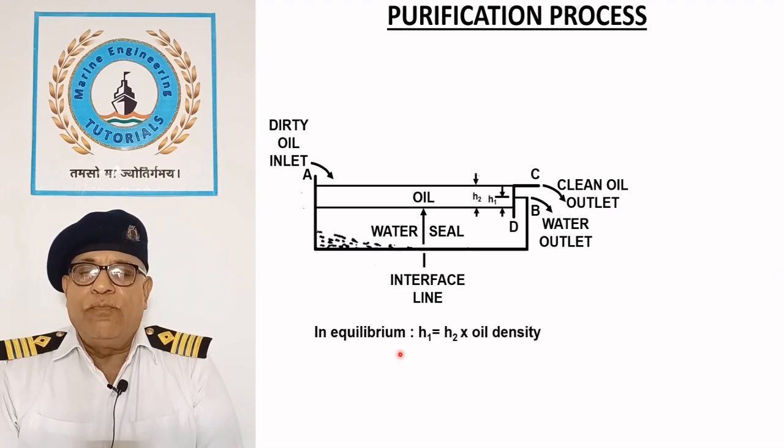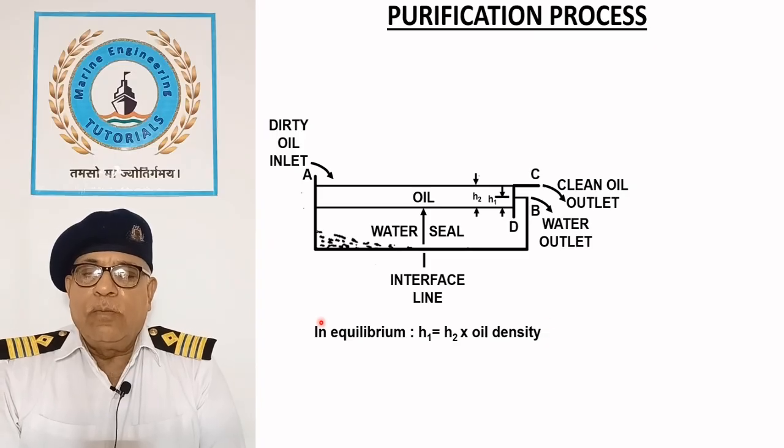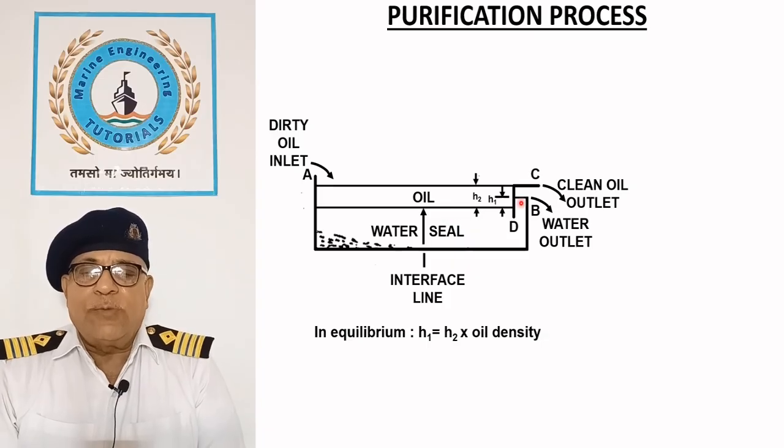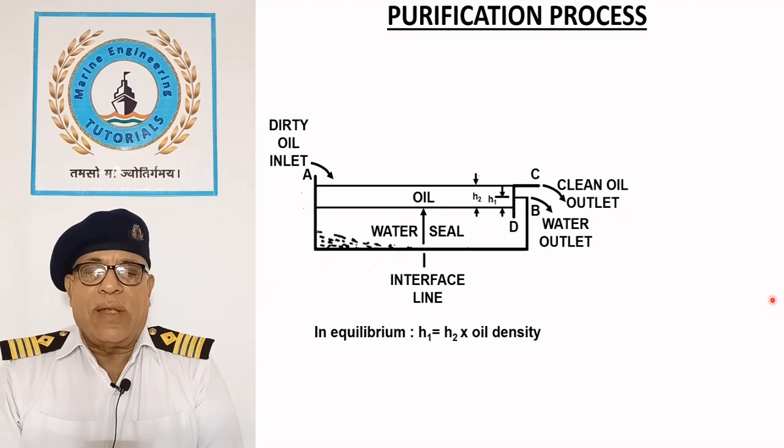In equilibrium, distance between interface and water outlet H1 is equal to distance between interface and clean oil outlet H2 multiplied by density of oil. The position of interface can be controlled by the size of the gravity disk, which in turn is dependent on the density of oil.